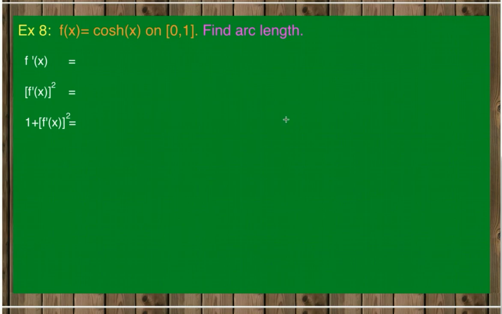Question number 8. In this question, we're going to find the arc length of cosh x from 0 to 1. First, we need to find the derivative of cosh of x. The derivative of cosh of x is sinh x. Now we're going to square this quantity, so it's going to be sinh squared of x. And now we're going to add 1, so 1 plus sinh squared of x.